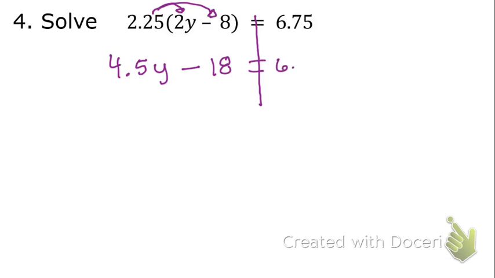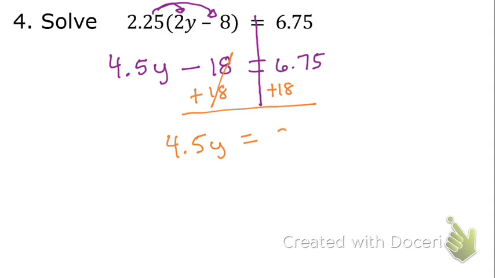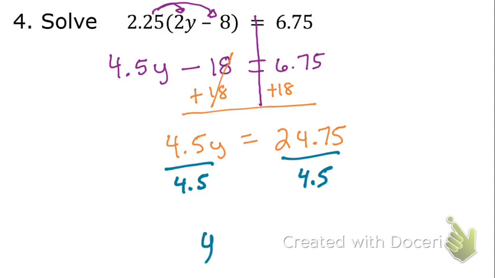So now this becomes a very basic two-step equation. I will add 18 to both sides. And the reason I'm adding is because negative 18 plus 18 is 0. Bring down the rest of your information. And on the right side, we end up with 24.75. And then our last step is to divide both sides by 4.5. Our answer for this problem is 5.5.